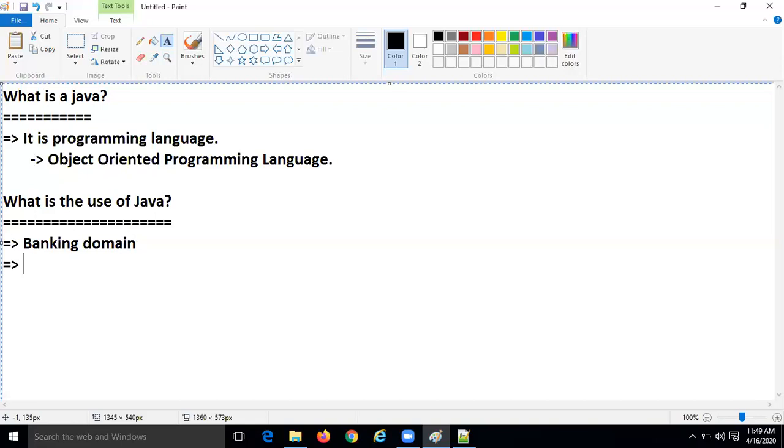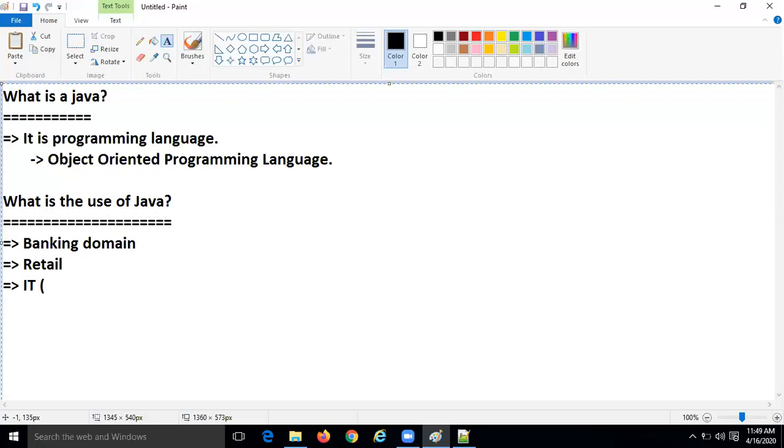Next one, retail. Okay, retail is what? Like some kind of stores, maybe like DMart, Walmart, something like that. Okay, and restaurants. So there also we are using it. So every day, everyone nowadays is using some software, right? Okay, so that software is designed with the help of Java.